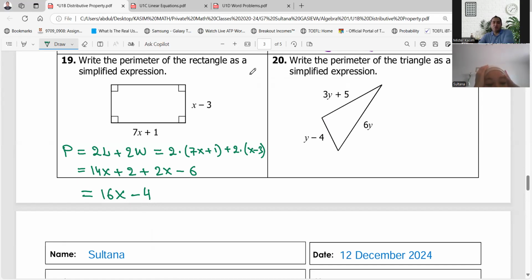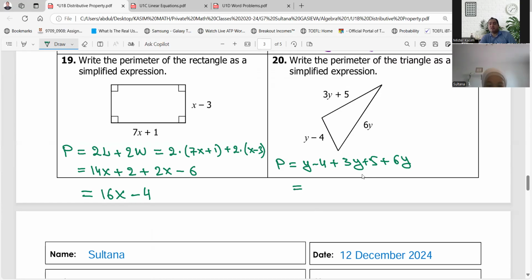Okay, let's finish 20 now. Read question 20. Write the perimeter of the triangle as a simplified expression. Perimeter for a triangle means we need to add all sides, right? Because it's the length of the boundary. It has three sides, so we have to add all of them. The first one is y minus 4, plus the second one is 3y plus 5, plus the third side is 6y, right? And next we need to simplify.